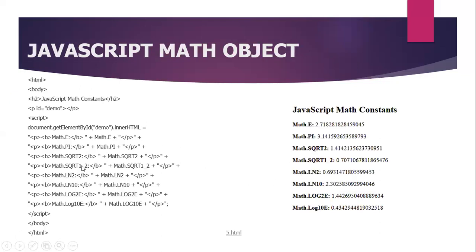This is an example. In document.getElementById().innerHTML, I can print the mathematical values by calling the inbuilt Math properties. Whatever properties I explained in the previous slide, the same properties. So if I give these, the corresponding values will get printed.